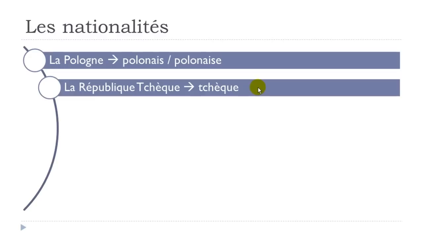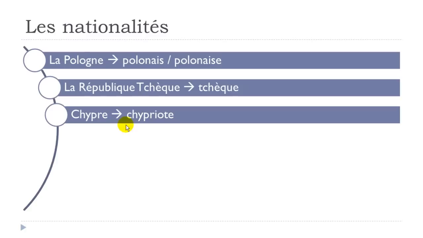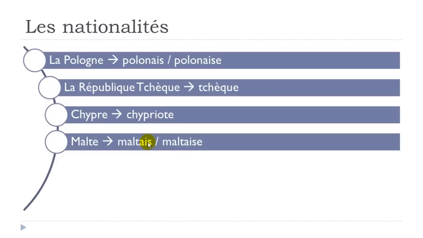Chypre. Same thing here. Chypriote. Remember this Y is pronounced like I. Okay. Chypriote. Chypriote. Okay. Malte. Maltais. Maltaise. So remember, as I said previously, the only difference is the S sound, the Z sound. Maltais. Maltaise.